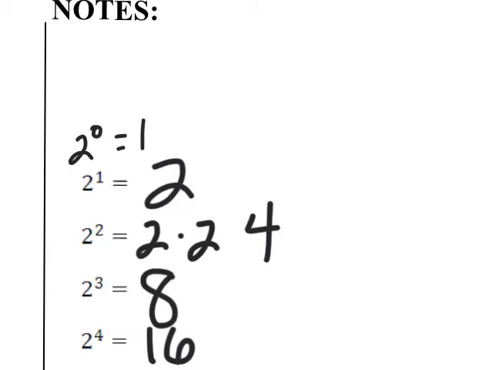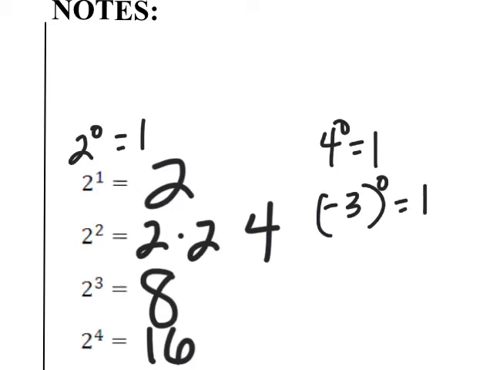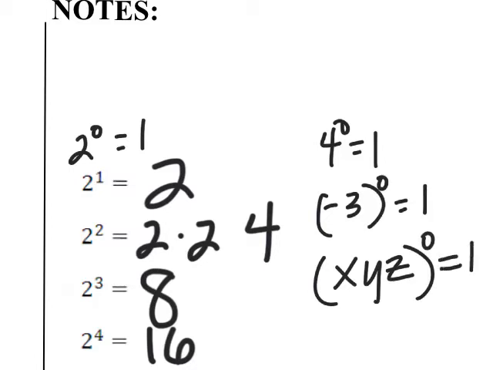So anything to the 0 power always equals 1. 4 to the 0 power is 1. Negative 3 to the 0 power equals 1. X, Y, Z, all to the 0 power equals 1. Happy face to the 0 power equals 1. All of it equals 1. Always.